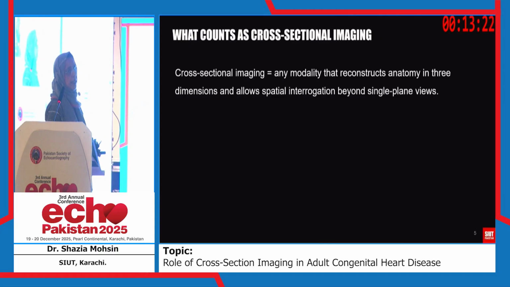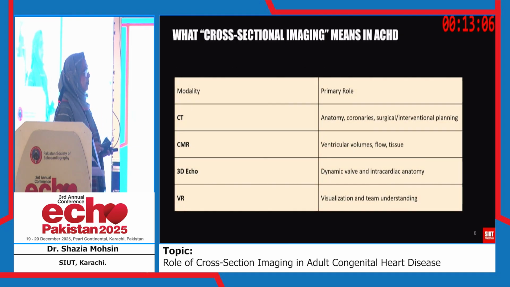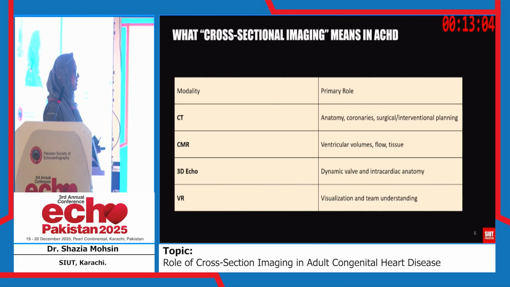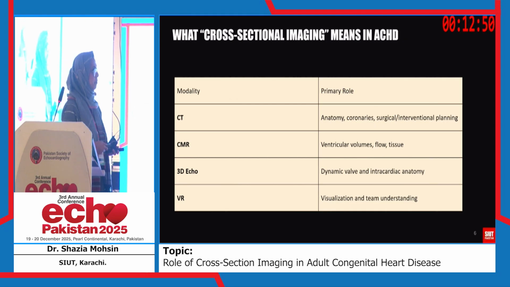So that is why cross-sectional imaging is important in adult congenital heart disease patients. So what counts as cross-sectional imaging? Any modality that reconstructs anatomy in 3 dimensions and allows a spatial interrogation beyond single plane views is cross-sectional imaging. And what are the modalities that are available? We have CT, MR, 3D echo, and virtual or augmented reality, which not only helps in planning, it also helps in integration of the teams in planning as well.